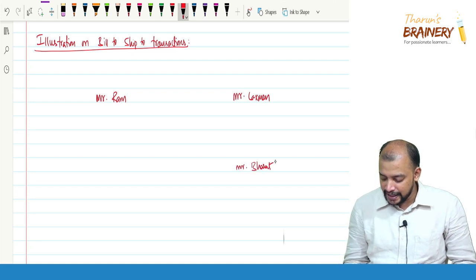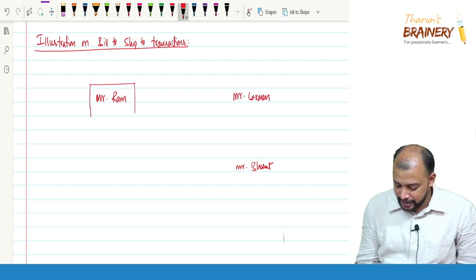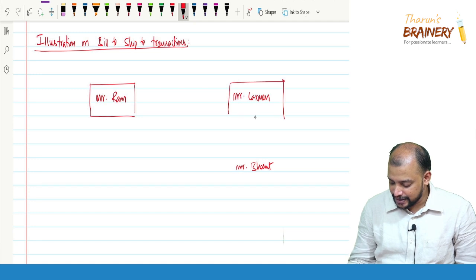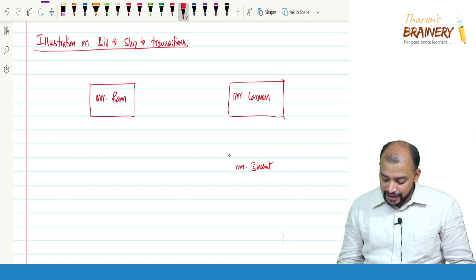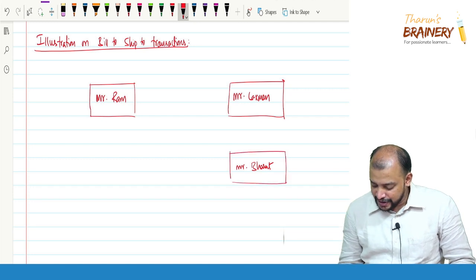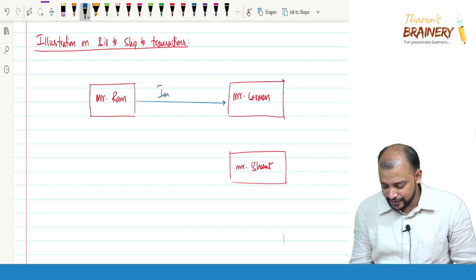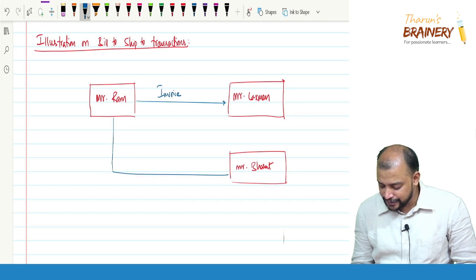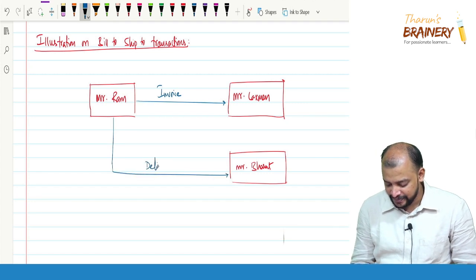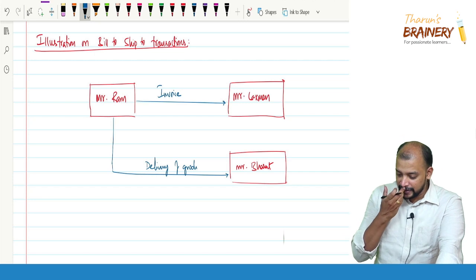Bharat is another person. Now Mr. Ram is making supply to Mr. Lakshman, but the goods are delivered to Mr. Bharat. So which means invoice will be raised to Mr. Lakshman, but the delivery of goods will be to Mr. Bharat, correct? Delivery of goods is to Mr. Bharat. Invoice will be raised to Mr. Lakshman, delivery of goods will be to Bharat.